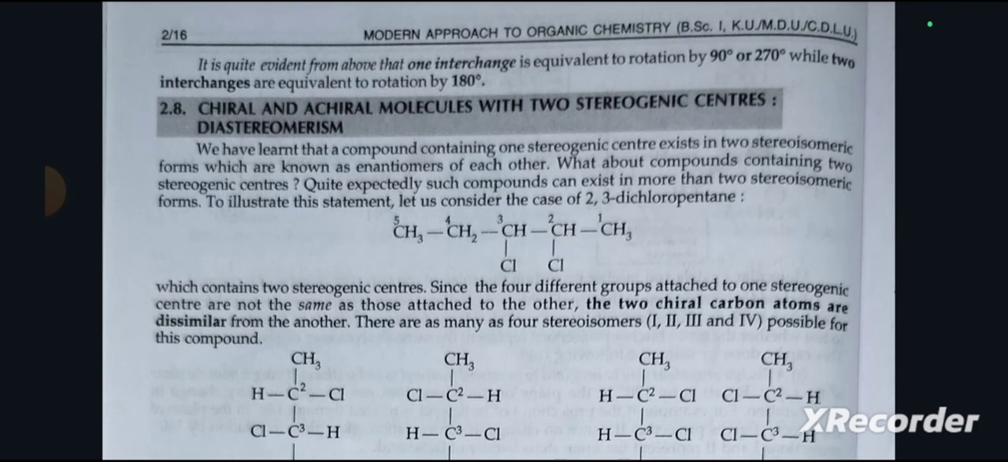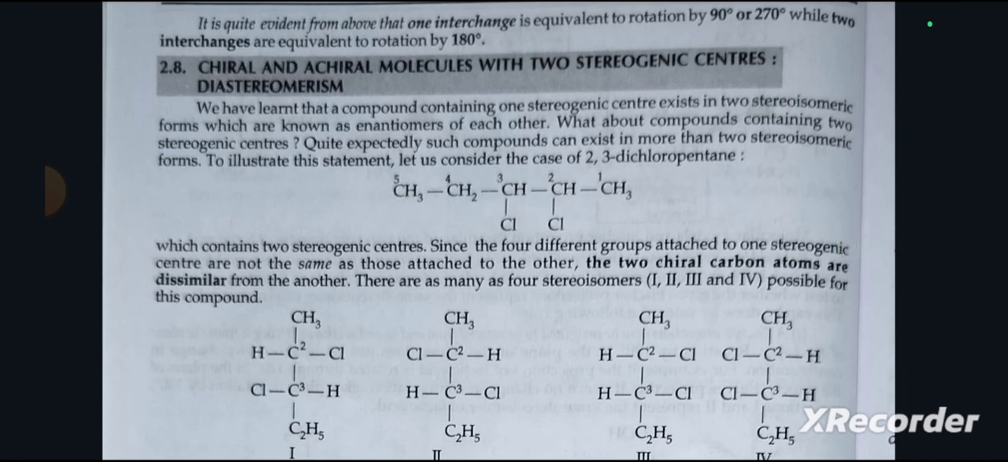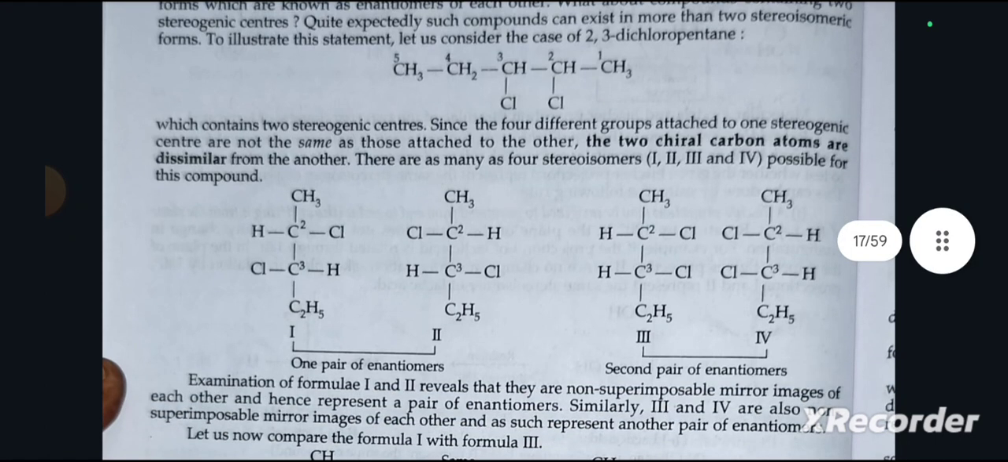2.8 Chiral and achiral molecules with two stereogenic centers, diastereomerism. We have learned that a compound containing one stereogenic center exists in two stereoisomeric forms, which are known as enantiomers of each other. What about compounds containing two stereogenic centers? Quite naturally, such compounds can exist in more than two stereoisomeric forms. To illustrate this statement, let us consider the case of 2,3-dichloropentane, CH3CH2CHClCHClCH3, which contains two stereogenic centers.